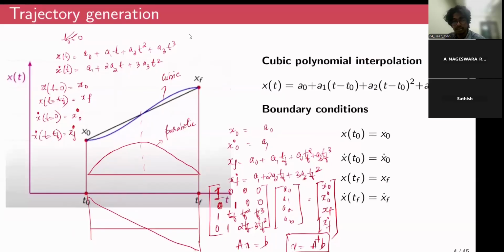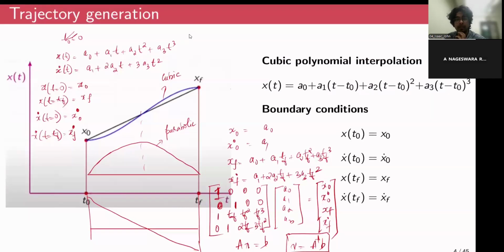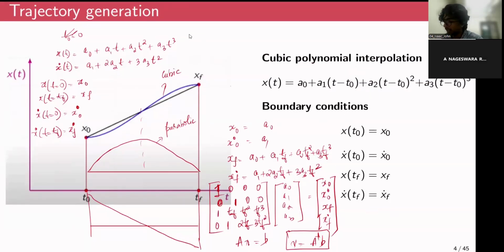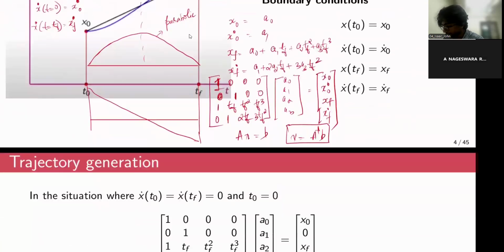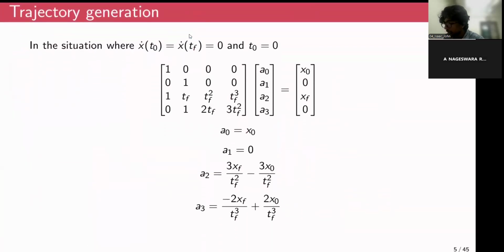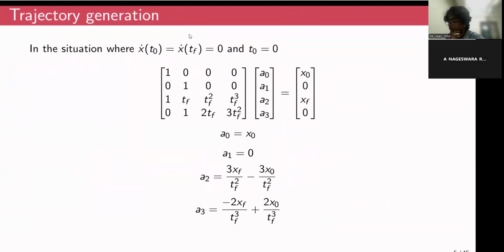So it's somewhat better compared to the straight line interpolation, right? In straight line interpolation, we had an infinite acceleration at the beginning and at the end. But here, in the case of a cubic polynomial, we have a finite acceleration, not infinite. Even though there is an instantaneous jump, it's still finite, unlike in the case of linear systems. So yeah, this is what we have covered.